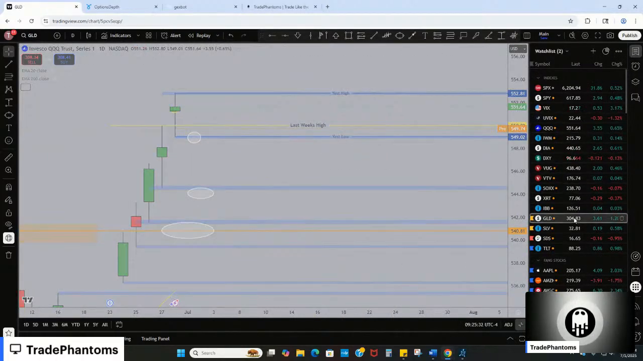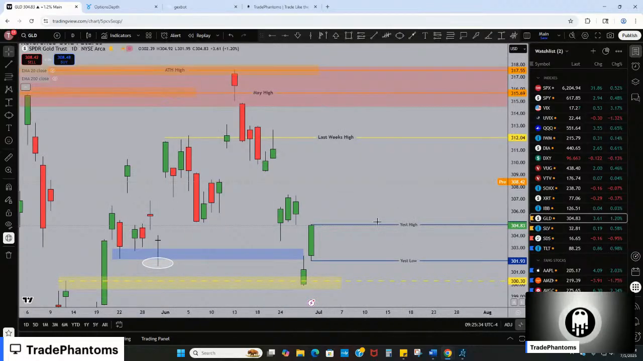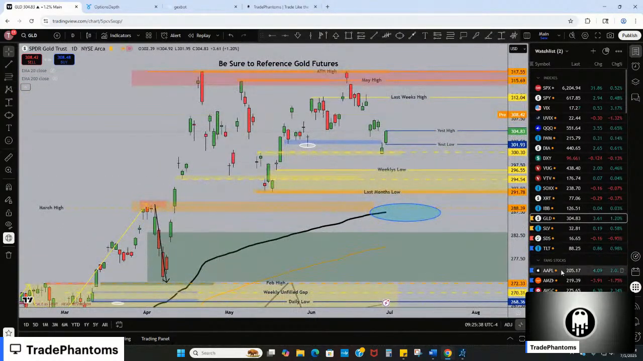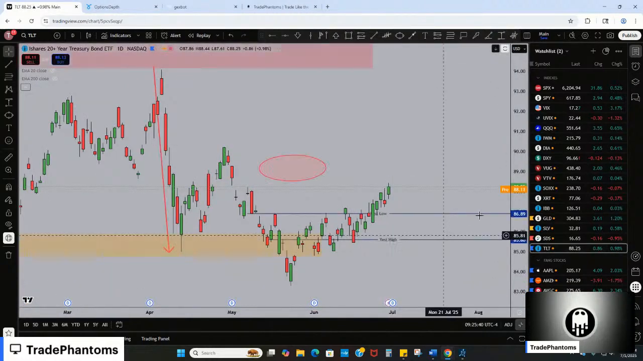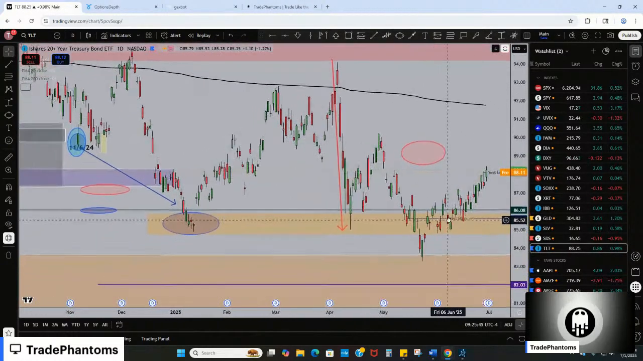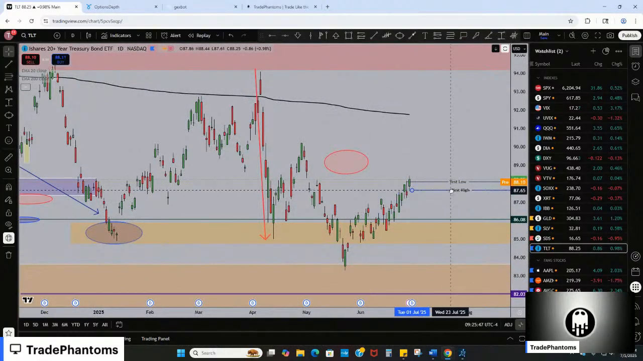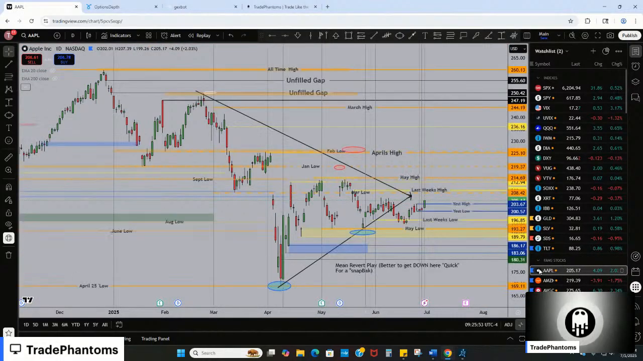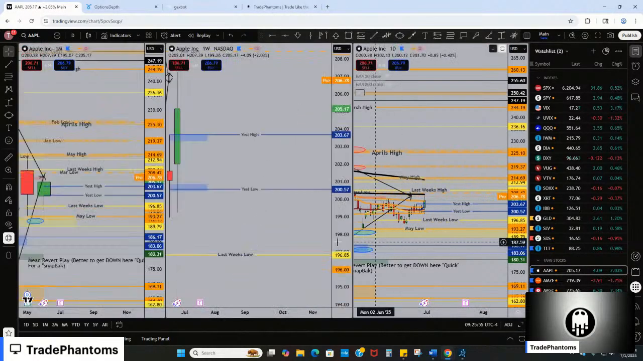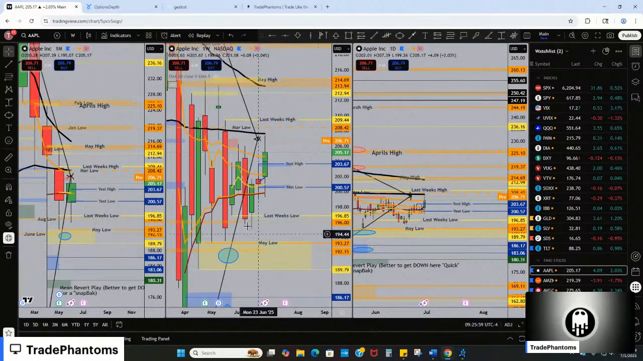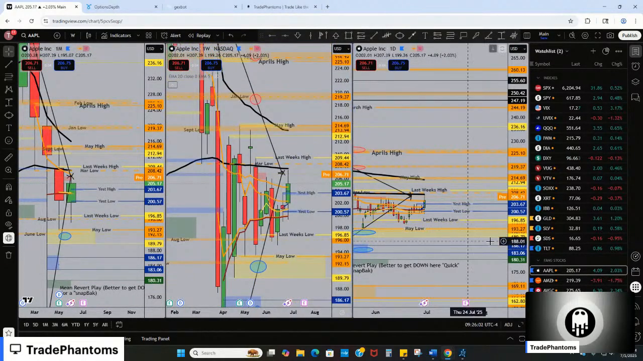Just kind of covered GLD already for the most part. Bonds creeping a bit. We got 5 minutes before the open. Bonds up, yield down. Apple, tough one to trade as of late.